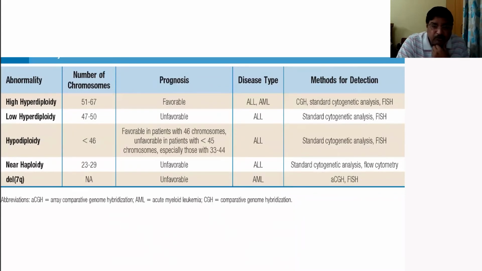So you can see that prognostically high hyperdiploid is favorable, low hyperdiploid is not so favorable, but still more favorable than hypodiploid, where near haploid is unfavorable. When you have deletion 7q, which is a bad prognostic cytogenetics. So this is how you will risk stratify acute myeloid leukemia and ALLs. Next.